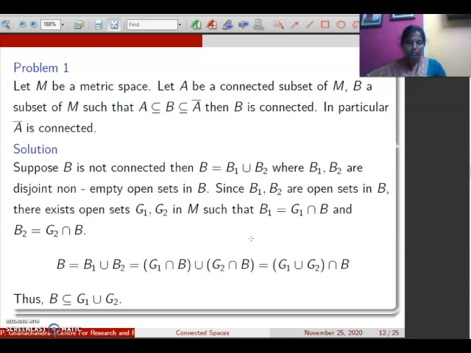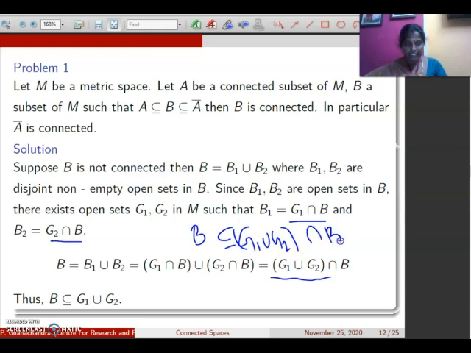Now B equals B1 union B2. You can substitute the values of B1 as G1 intersection B and B2 as G2 intersection B, and we get that B equals G1 union G2 intersection B. This means B is contained in G1 union G2 intersection B. So B is a subset of this set intersection B. Therefore, B is a subset of G1 union G2.